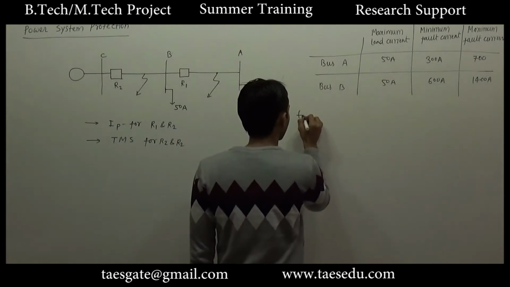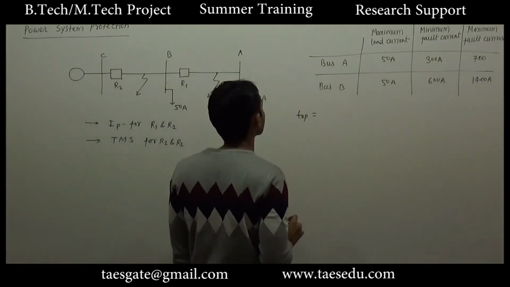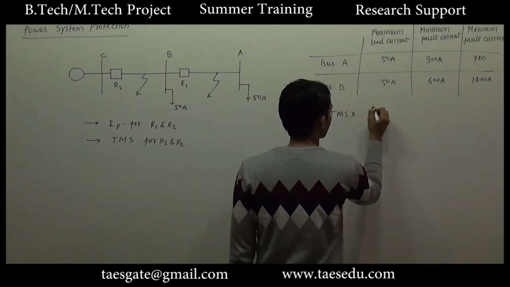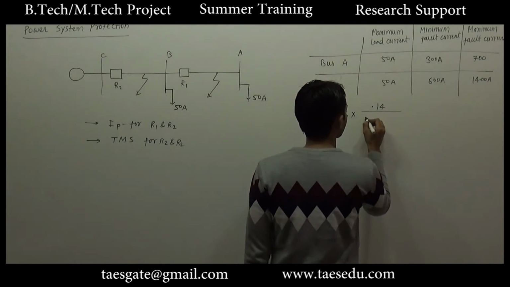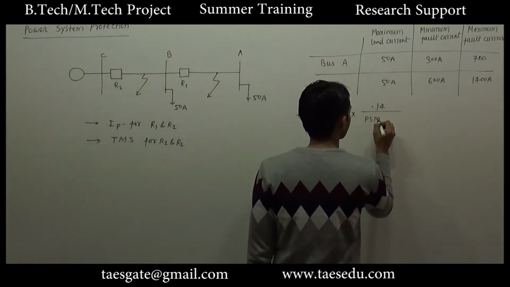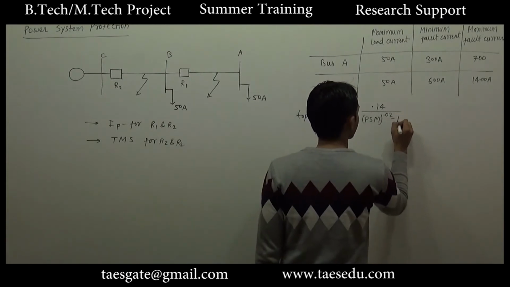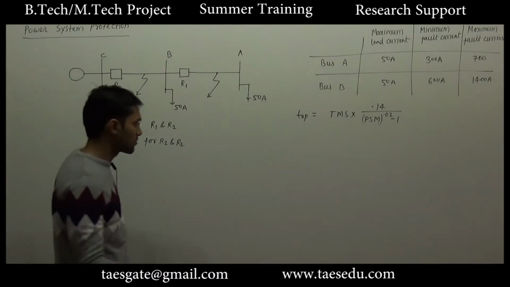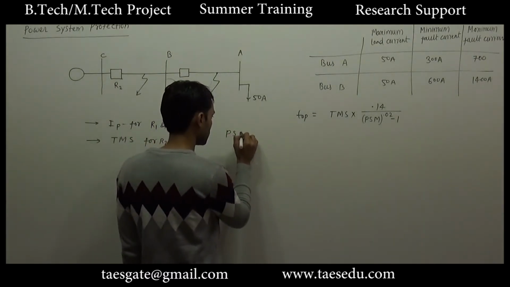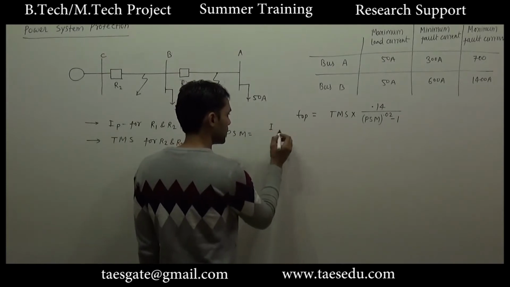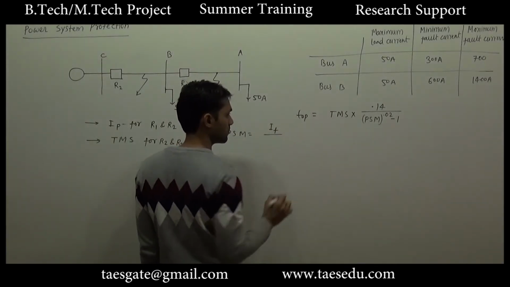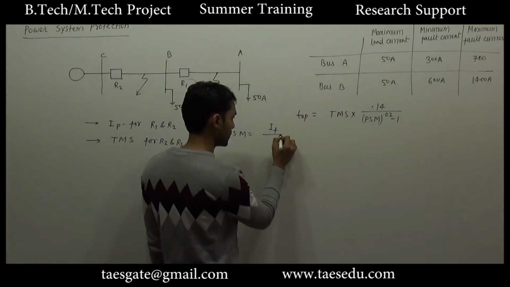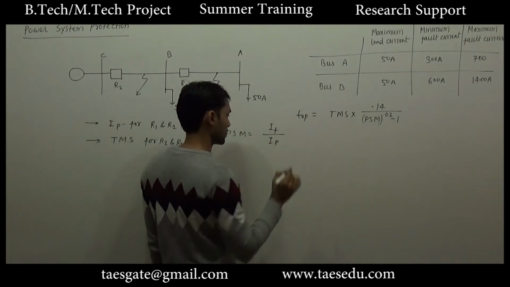The formula for time of operation is time multiplier setting into 0.14 divided by PSM to power 0.02 minus 1. While calculating PSM, I have said that PSM is nothing but line current or the fault current divided by the reference current or pickup current.